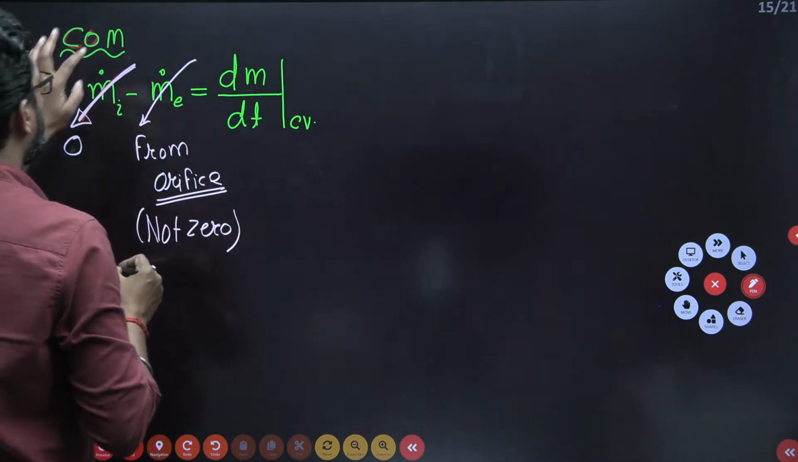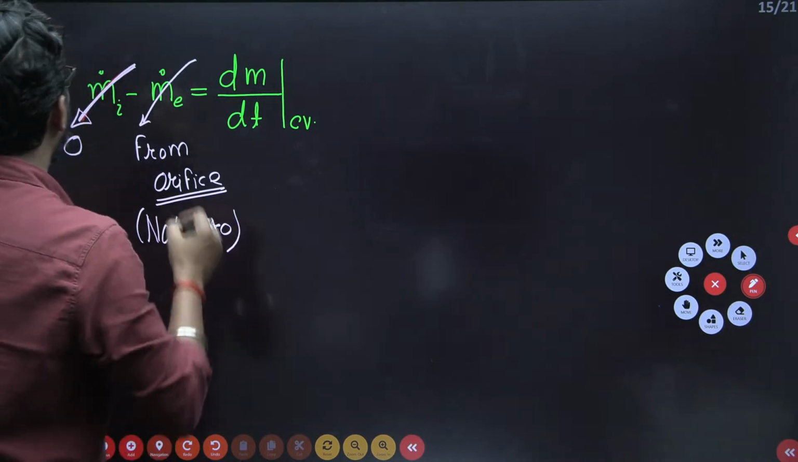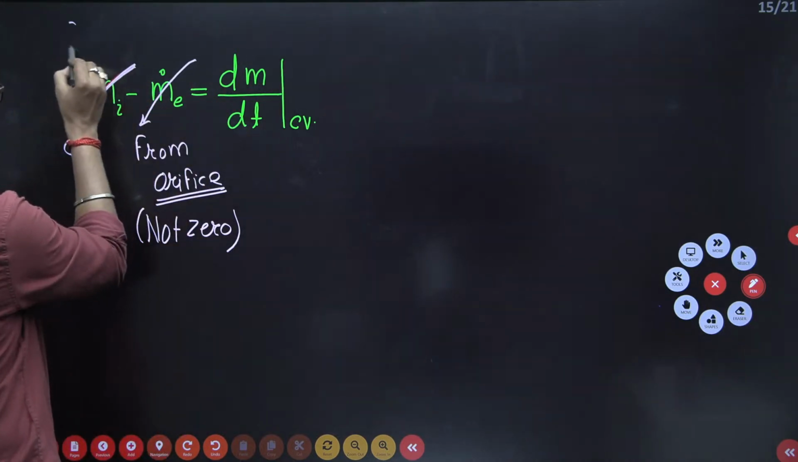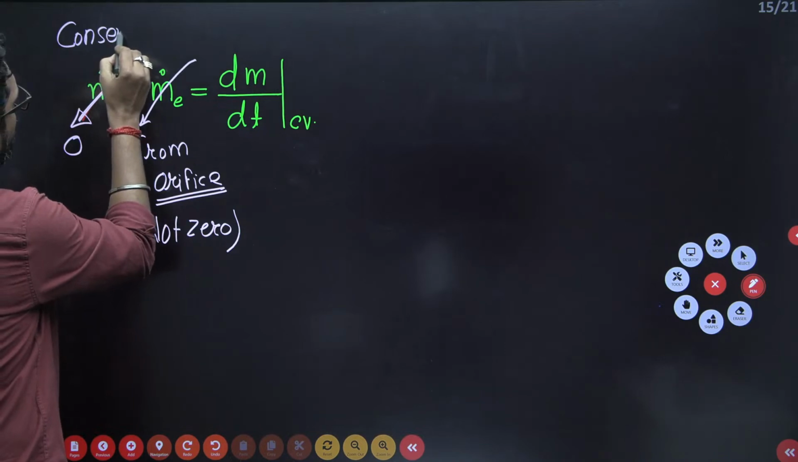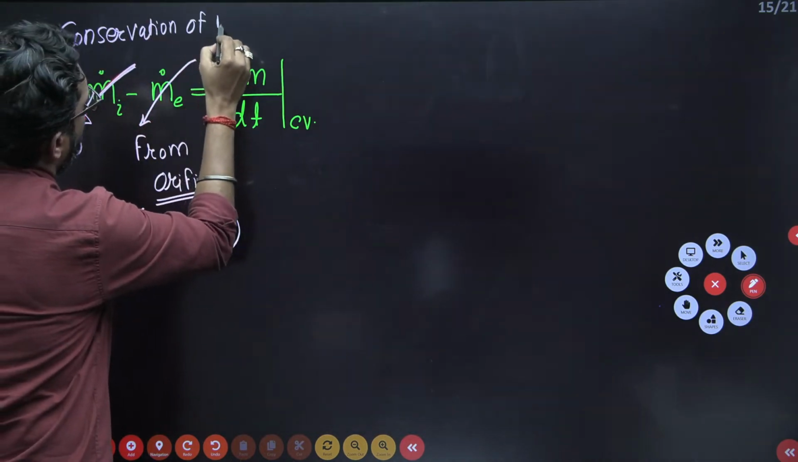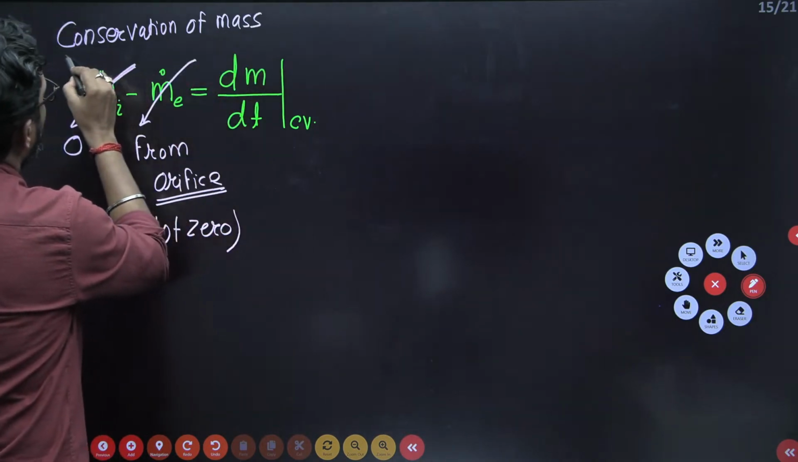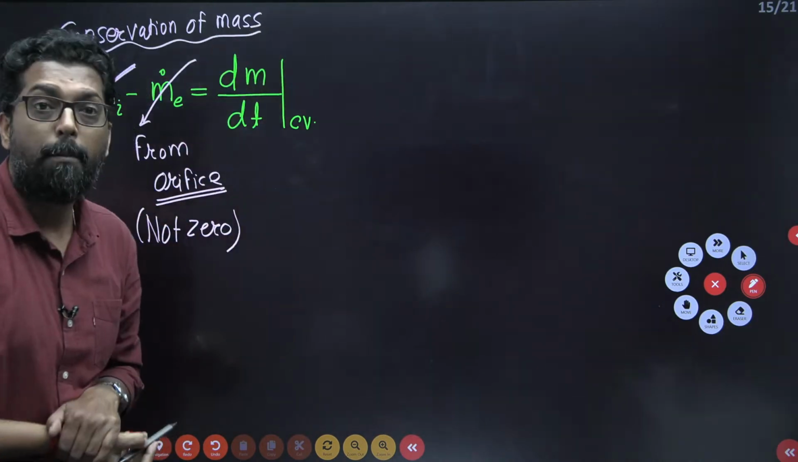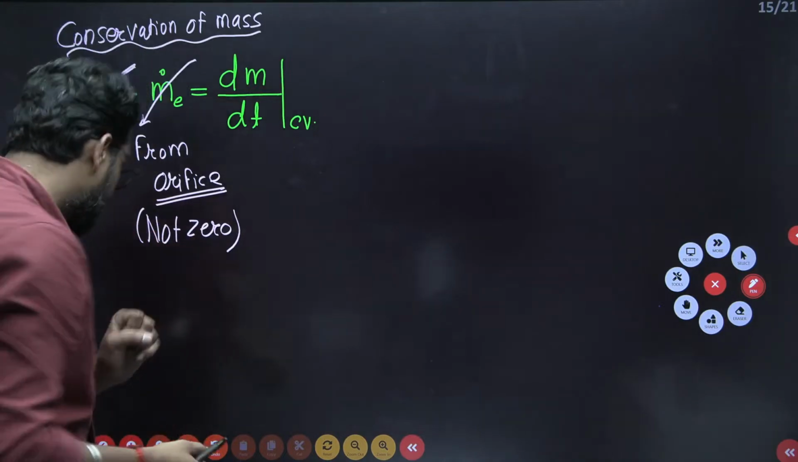So this is conservation of momentum. You have to write COM for conservation of momentum. This is conservation of mass. Okay. What is the conservation of mass?